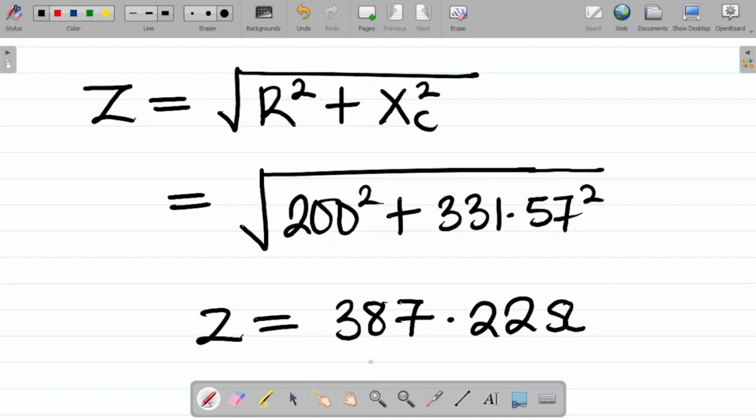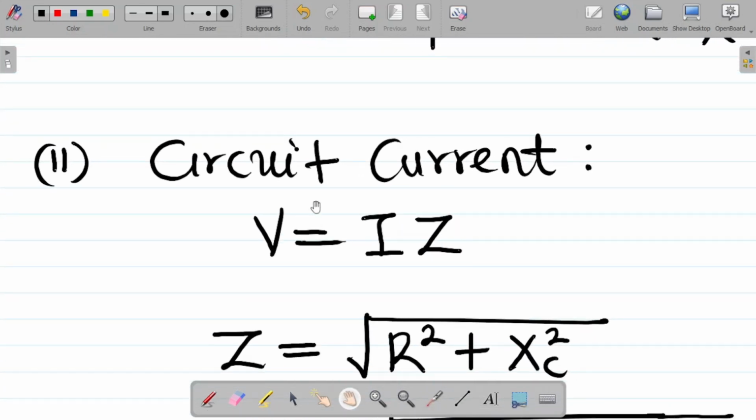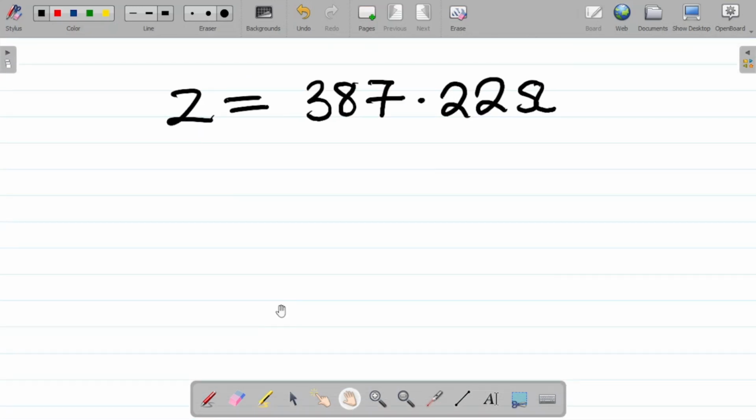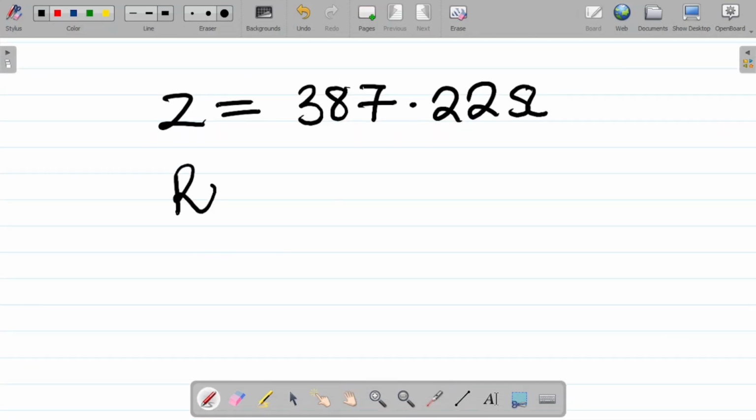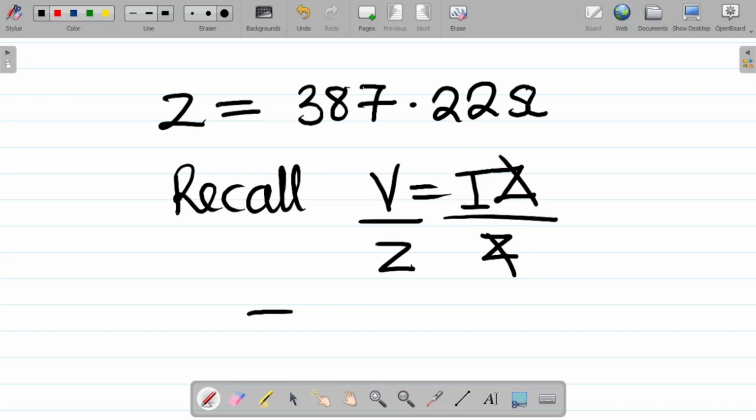This is the value of the impedance of the circuit. But we're not asked to find the circuit impedance. We're asked to find the circuit current. So recall from Ohm's law that V is equal to IZ, as I said earlier. And to get the value of I, I'll divide both sides by Z, this cancels this. So I is equal to V all over Z.